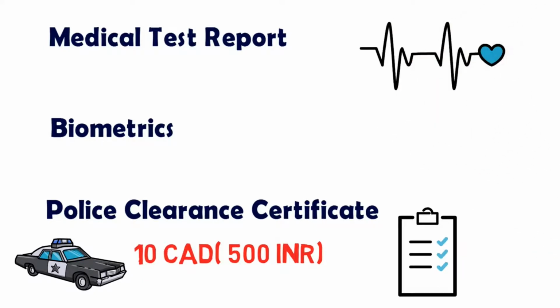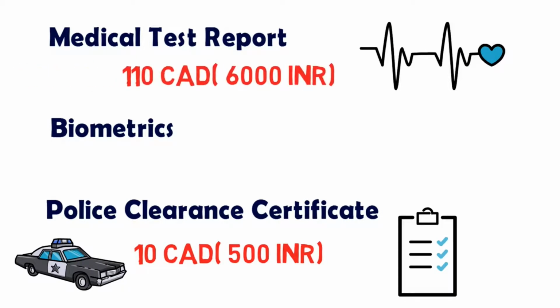Also, you need to get your medical test done for the PR application. Again, the amount will vary depending upon the country of residence. We got a medical test done in India and we paid around 6,000 Indian rupees or $110 Canadian for one person. Depending upon the number of family members in the PR application, this amount will add up.